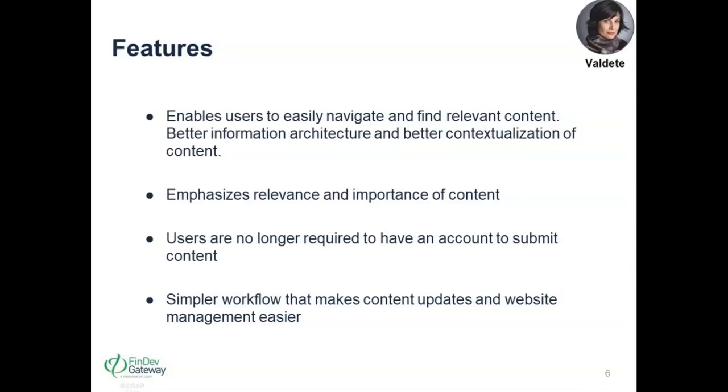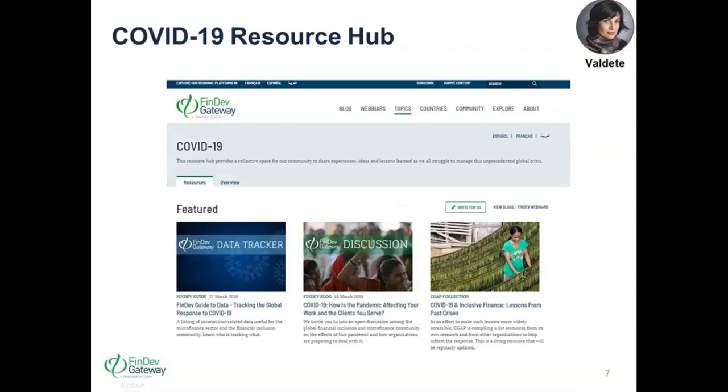So what did we add? Obviously, the most relevant section right now is our new COVID-19 resource hub. As we know, the coronavirus pandemic is the biggest story on the planet right now. Every day, hundreds of news articles, email messages, and text messages on this topic flood the internet and our inboxes. Honestly, it can be overwhelming sometimes to try to sort through this information and pick what's the most relevant for our work. That's why we launched the COVID-19 Resource Hub, in order to help the financial inclusion community with this large volume of information. How do we do that? We usually curate content that is most relevant for our audience and then present it on this section of the website.